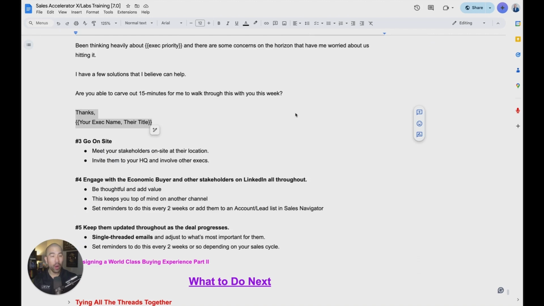So here are a few other easy plays, or not, let's say easy, but plays that really work. Go on site. Literally meet your stakeholders on site at their location, because this can be wildly powerful. When you're meeting customers at their location, you can build a lot of trust, and hopefully you can also engage with the economic buyer, even if it's a short conversation on a walkover or they pop in for 5 minutes. This is so powerful and so underutilized because this shows your best in the deal.